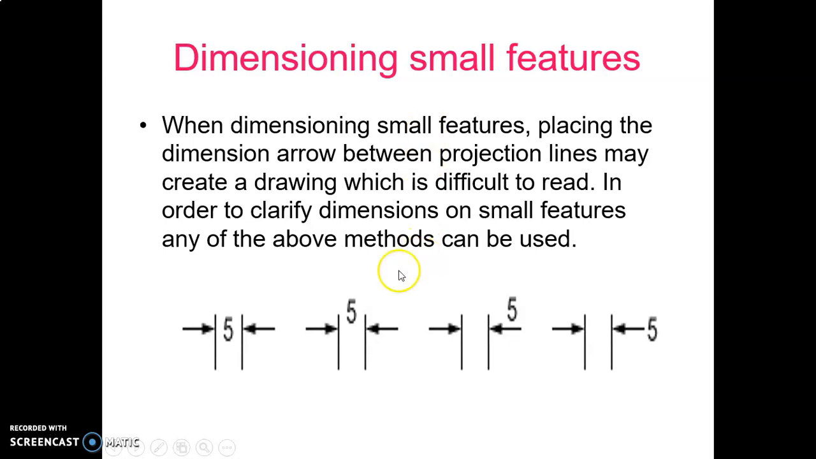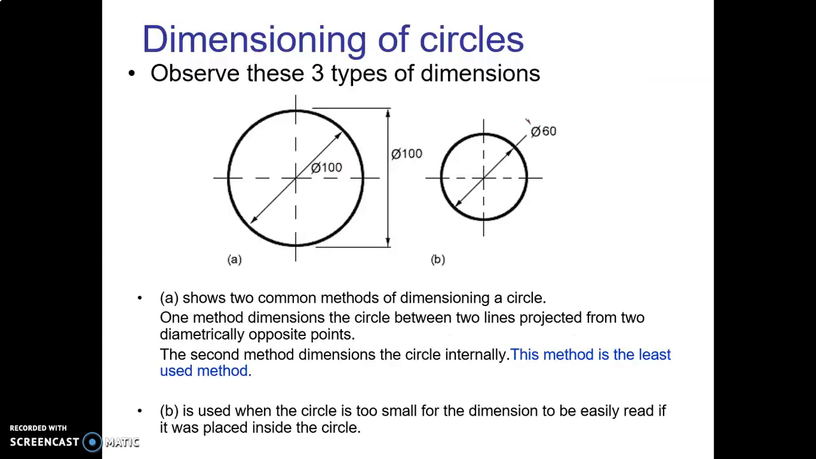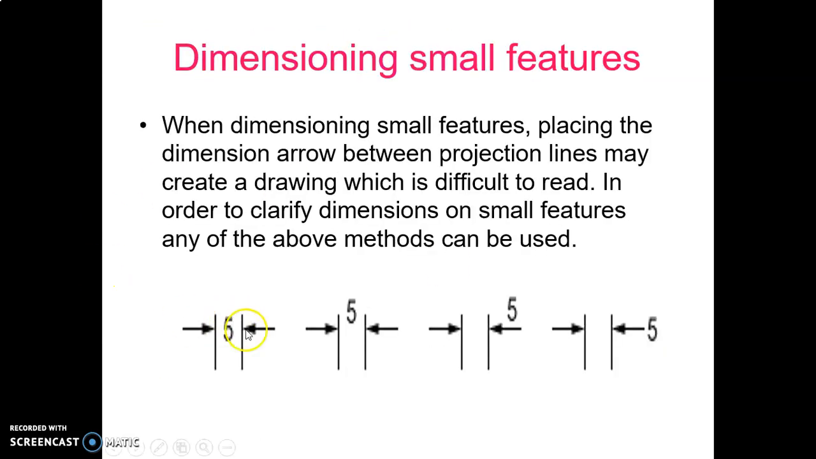Dimensioning small features, so how to put the number kalau dia punya drawing is too small. When dimensioning small features, placing the dimension arrow between projection lines may create a drawing which is difficult to read. Sometimes the number takkan nampak. So in order to clarify dimensions on small features, any of the above methods can be used. Sama ada you nak buat, kalau muat, buatlah dekat tengah ni. Kalau tak muat, buat dekat luar. Depends on the size of your drawing.